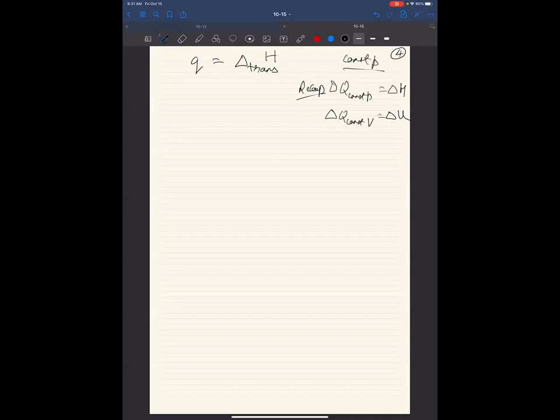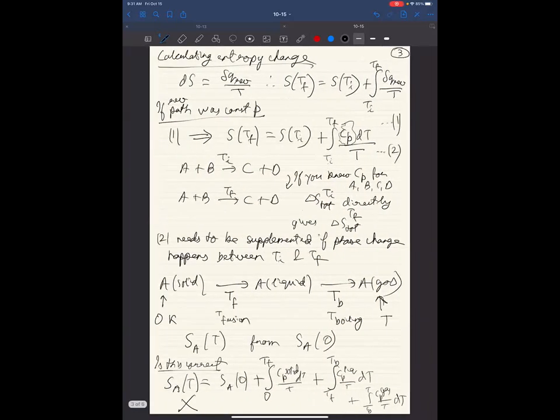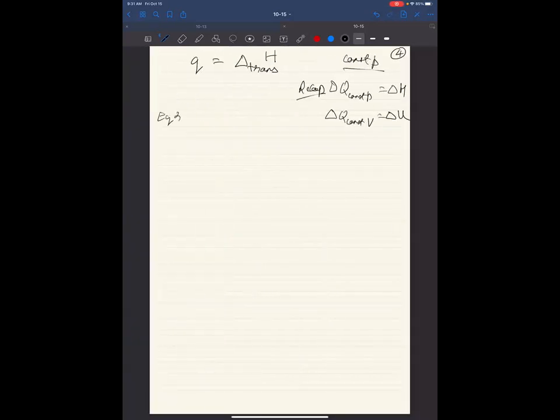So Q is equal to delta transition H. If it was a constant volume process, it would be delta transition U. Okay, but we are talking about constant pressure. So in equation 3, we need to add delta S transition. Delta S transition will be the Q transition. So this should also have a transition, the heat given during the change itself. That will be Q transition divided by the temperature of transition. And that will be delta transition H, the enthalpy change at that transition temperature, divided by the transition temperature.